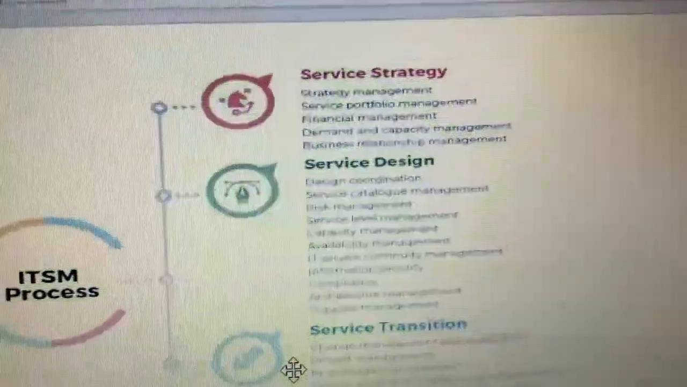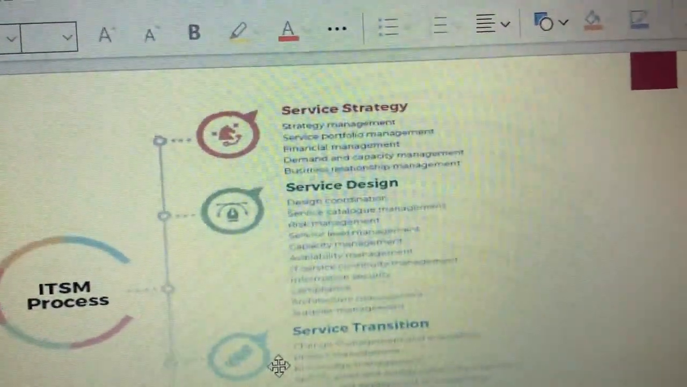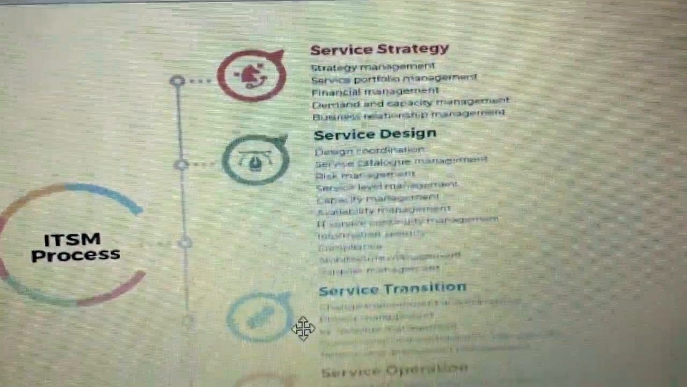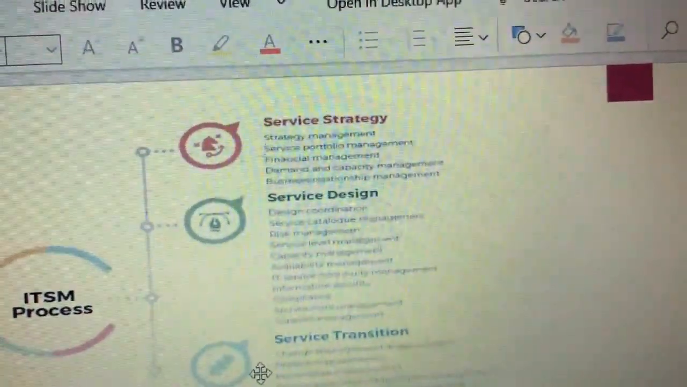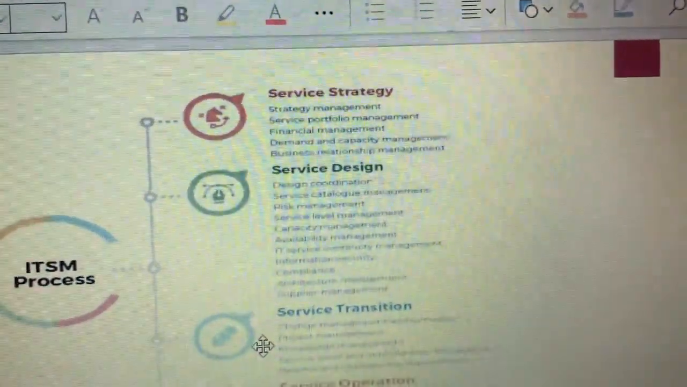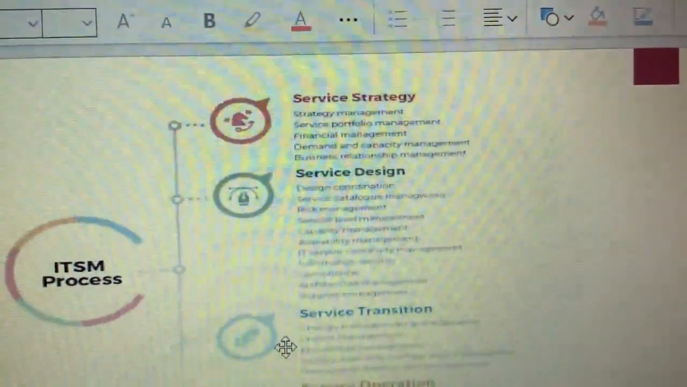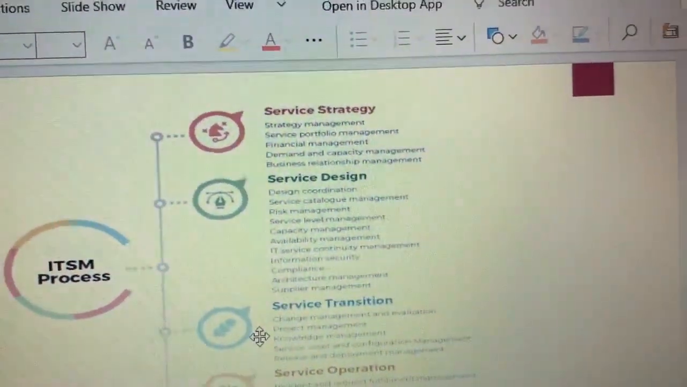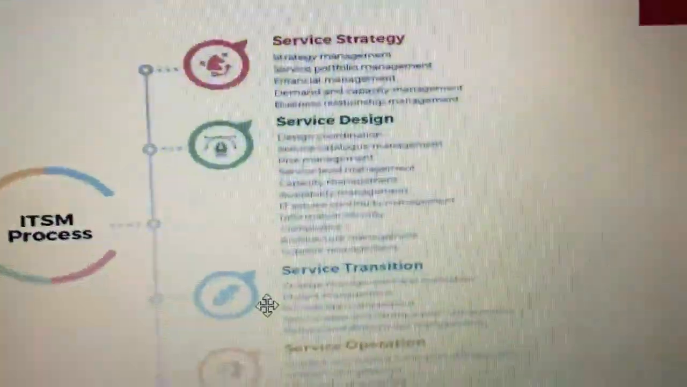First, strategy management. It is used to perform strategy execution, measurement, and developing a strategy for IT services, where service portfolio management is used to perform strategy. Service portfolio means it ensures that it has the right IT services with the right level of investment. And further, financial management covers budget, accounts, and bills.